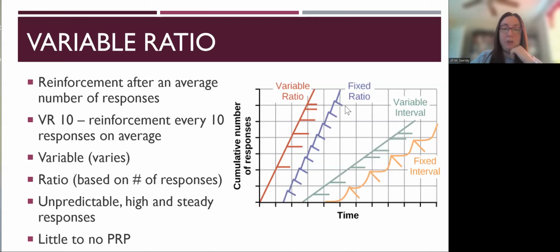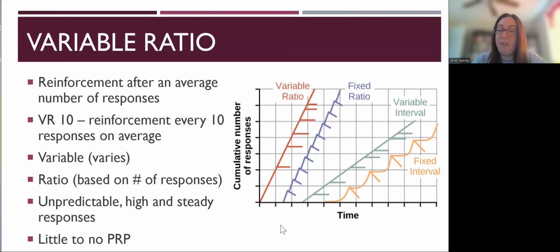The variable ratio schedule, this red bar here, is unpredictable. It yields high and very steady response rates with little or no pause after reinforcement. There's no post-reinforcement pause in variable scheduling because any response could be the one that gets reinforced. Unlike fixed schedules, where we know when to expect reinforcement, with a variable, we don't. Any hit could be the next one.